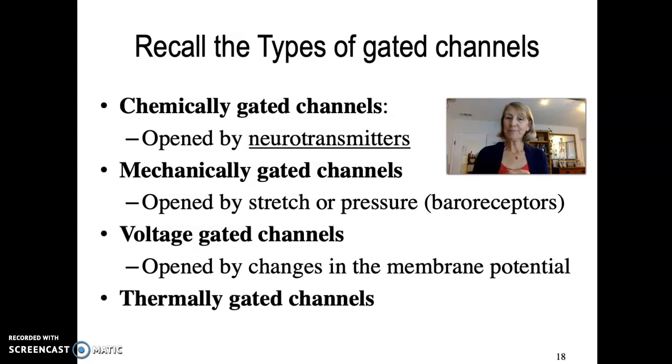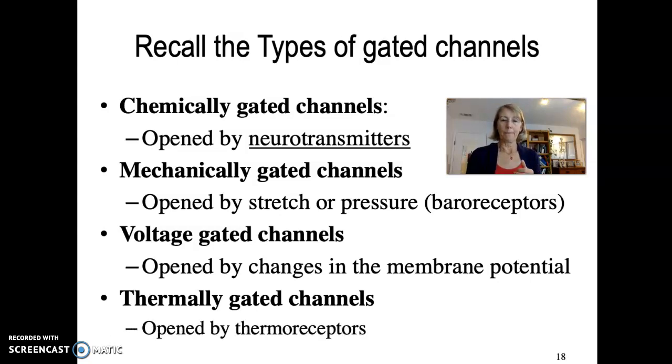There are also thermally gated channels. When you're very warm, at the level of the skin, changes start to happen. Like what? You begin to lose water, you become sweaty. If you're very cold, you start to shiver. So these are action potentials that are being generated through something like heat. To detect that, we have thermoreceptors.